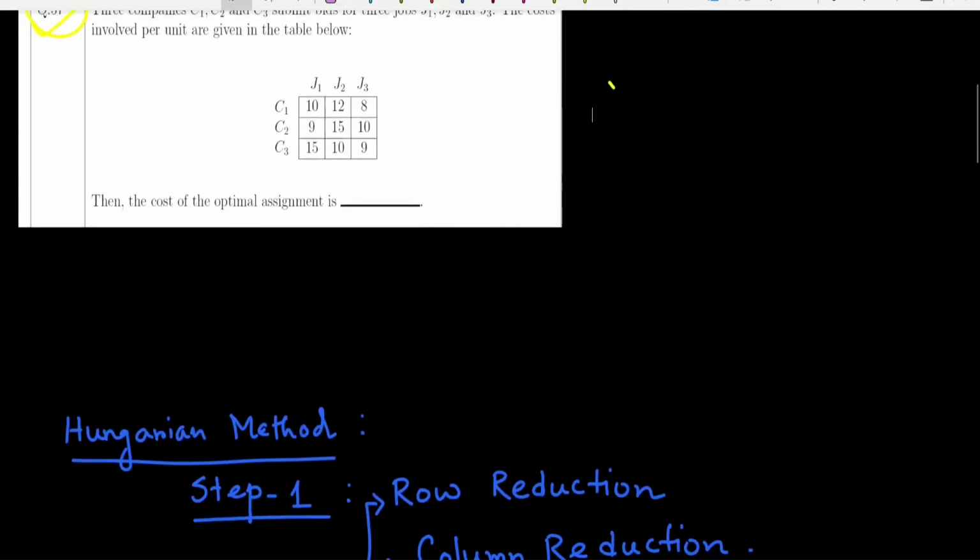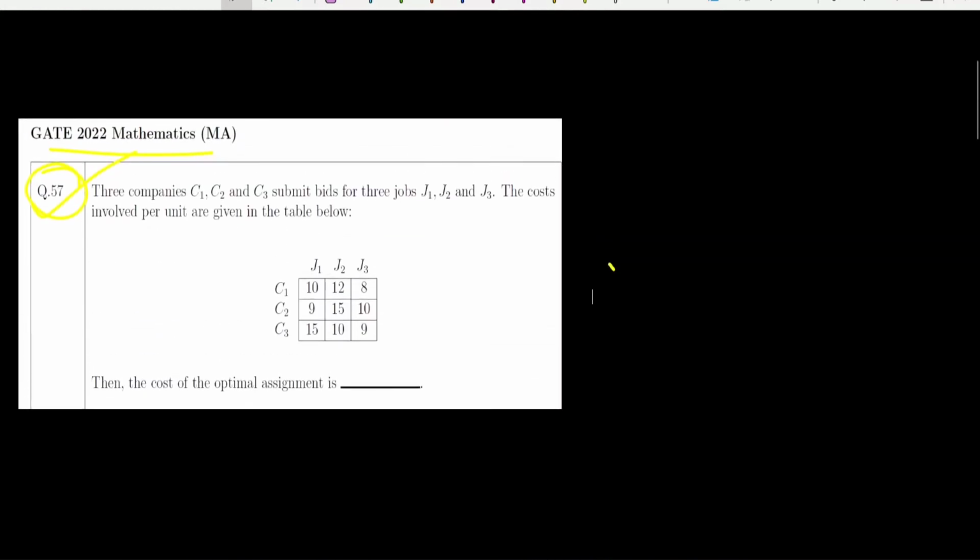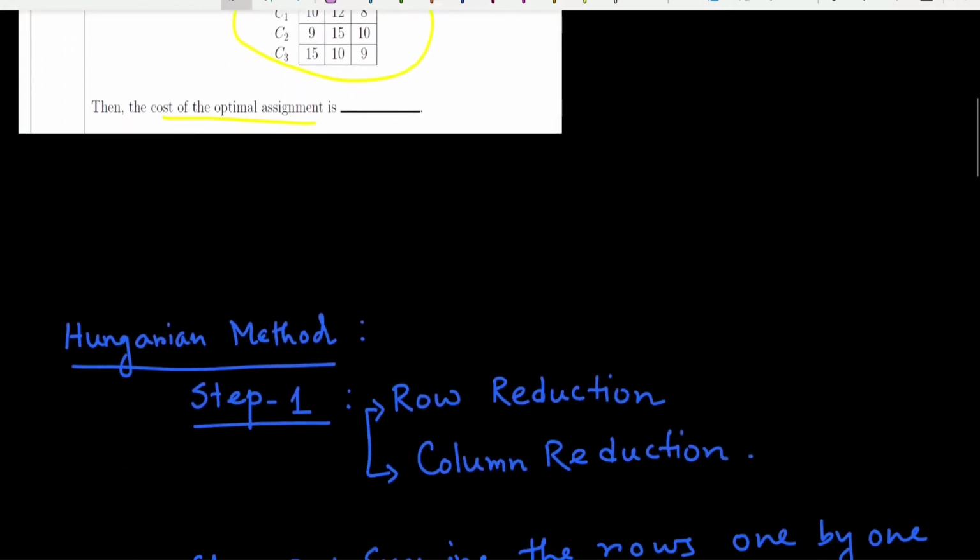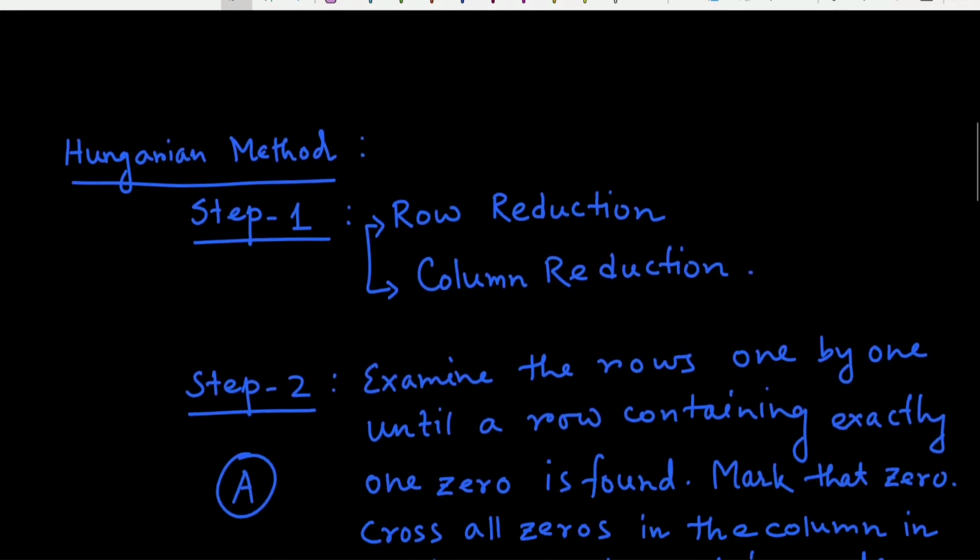So let's start. The question says that three companies C1, C2 and C3 submit bids for three jobs J1, J2 and J3. The costs involved per unit are given in the table below. This is the table, that is, we call this the cost matrix. Then the cost of the optimal assignment is. Now to solve this type of problem, we mainly use the Hungarian method.